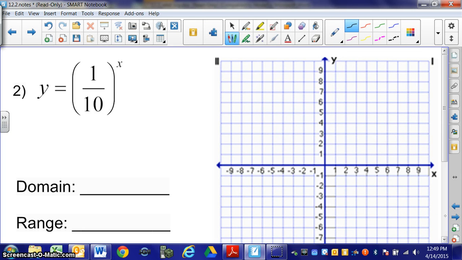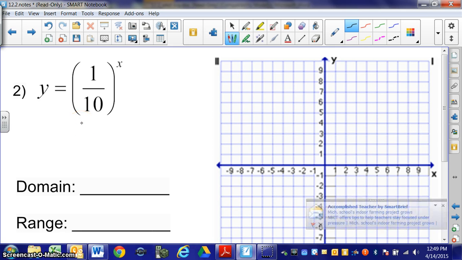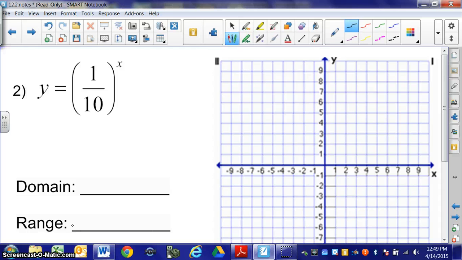Okay, now this one's a little bit different. Notice that our base is a fraction that's less than 1. Let's see what happens when we try to graph an exponential function whose base is less than 1. Alright, so let's still make a table of values.